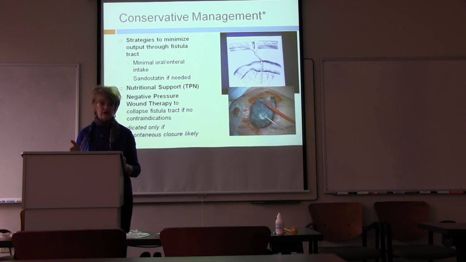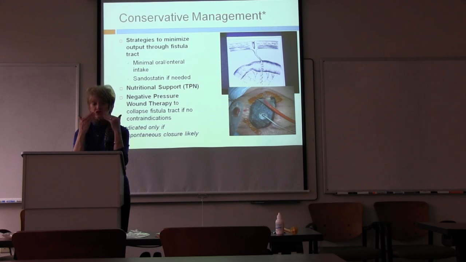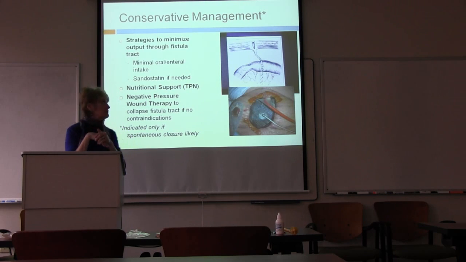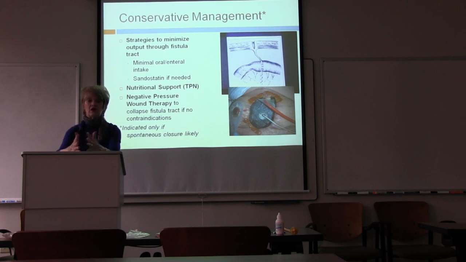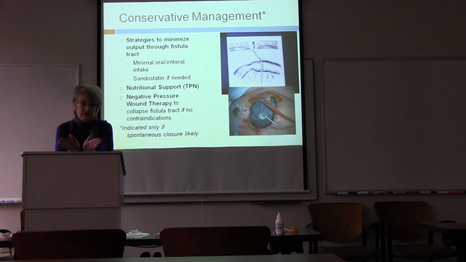80% of their nutrients will be given typically through TPN. So we want to reduce oral and enteral intake to reduce the amount of output through the tract. The second thing we can think about is sandostatin. And as you know, sandostatin is a synthetic analog of a naturally occurring GI hormone that reduces the volume of fluid produced every day in the GI tract.